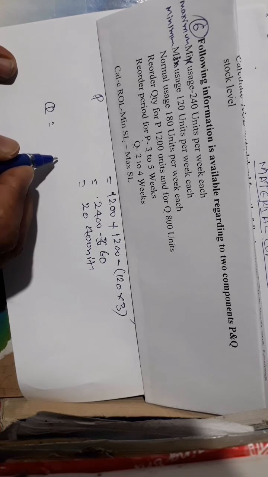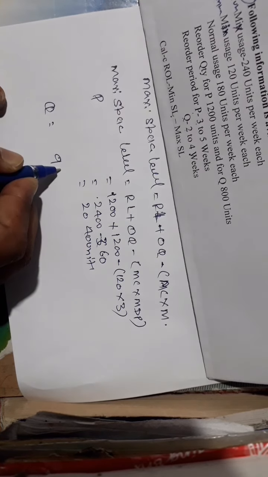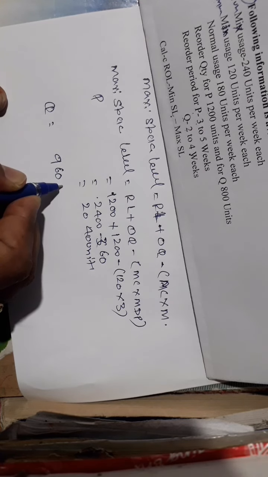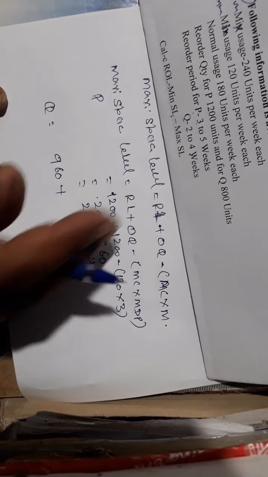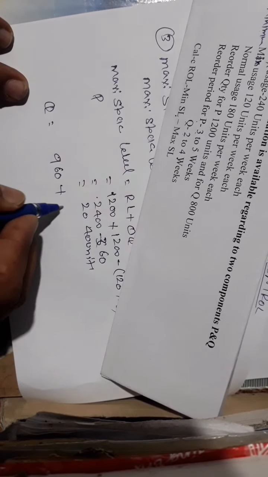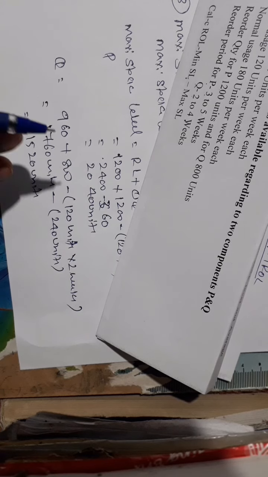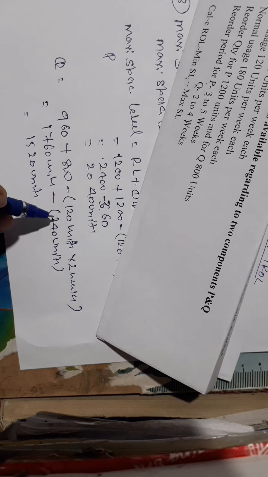Q is the same as it is. ROL is 960 units plus OQ, the ordering quantity. Here in the problem, the ordering quantity is 800 units. Finally we have generated these problems. We got the total 1760, and deducting this 1240 from it, we will get the total. We have found out the maximum stock level for both.